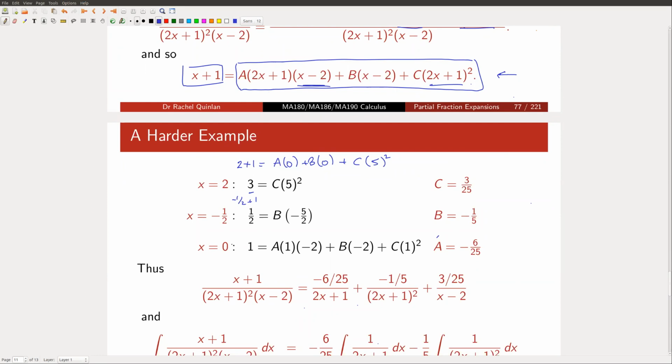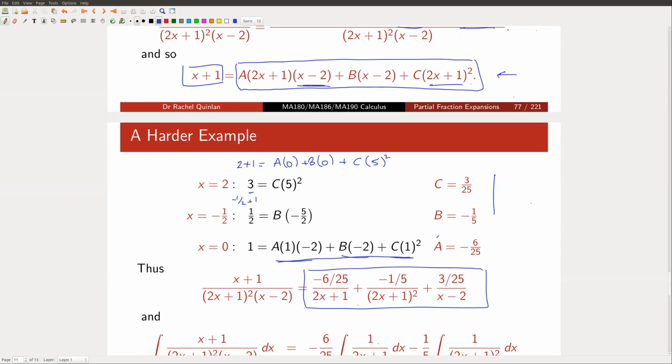But for the third one, we can just put any value of x at all, put your favorite value of x, for example, x equals 0. So this doesn't make any of the three terms fall away, but it does give us another equation in terms of a, b, and c. The left-hand side evaluates to 1, the right-hand side evaluates to this stuff. But now at this stage, we know what c and b are. So we can use this one to find out what a is, and it turns out to be minus 6 over 25. At this point, we have managed to express our original expression as a sum of expressions with these various denominators. And so those things we can integrate.